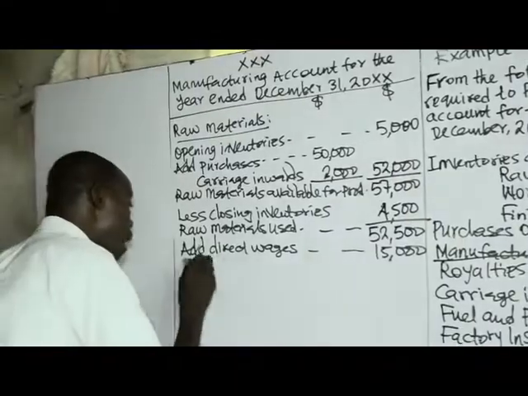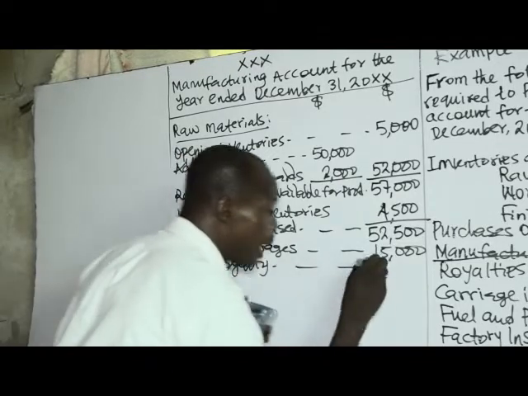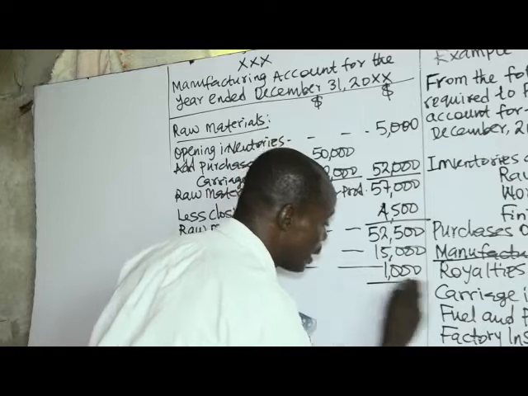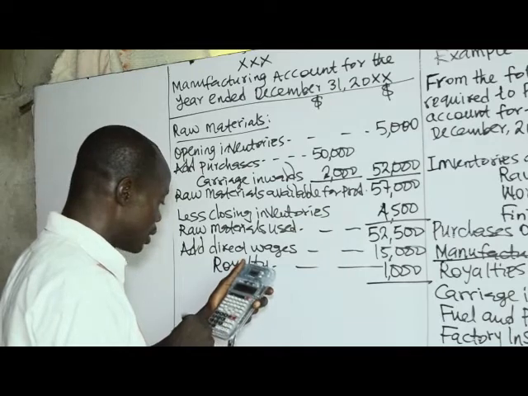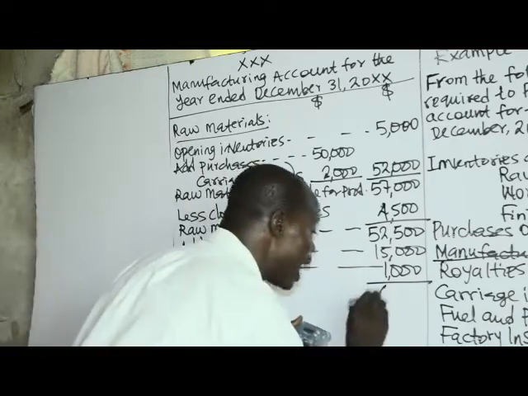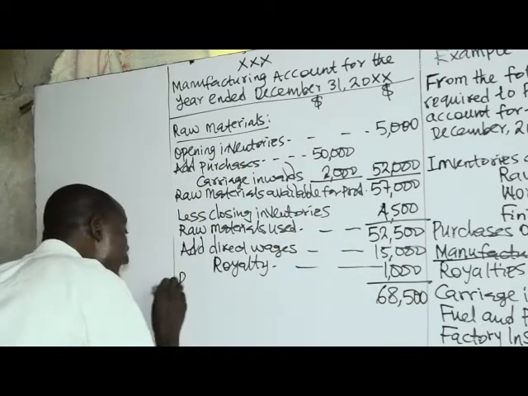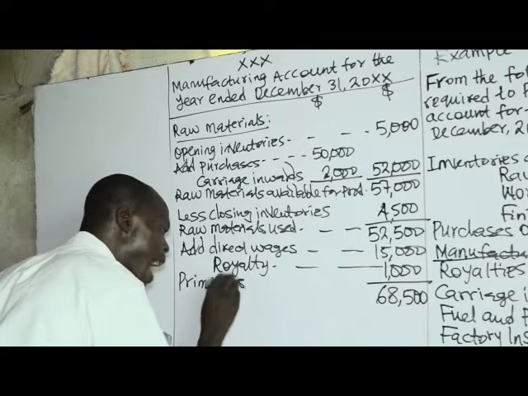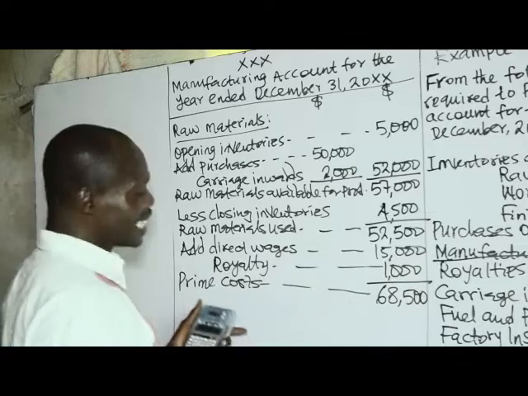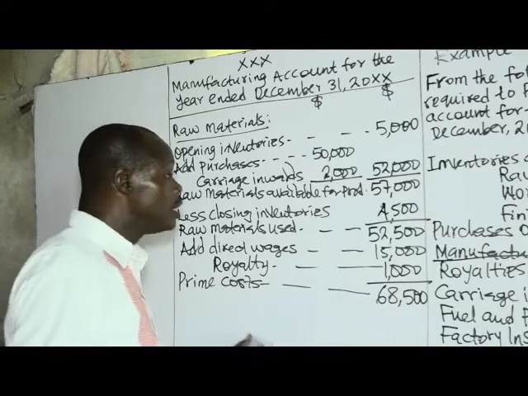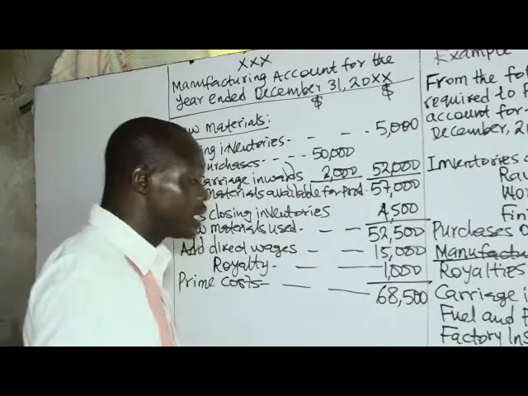So we add our royalties of 1,000, which is our direct expenses. By the time we add, that is 52,500 plus 15,000 plus 1,000, then you have 68,500. This 68,500 represents our prime cost. I've told you our prime costs are the direct cost. Now, having ascertained our prime cost, the next thing is to ascertain our indirect cost, which is factory overheads.